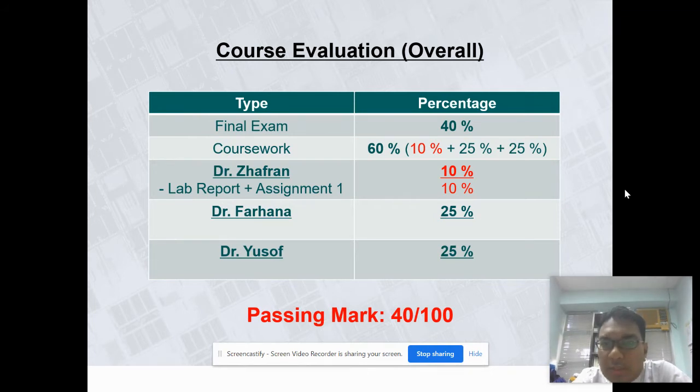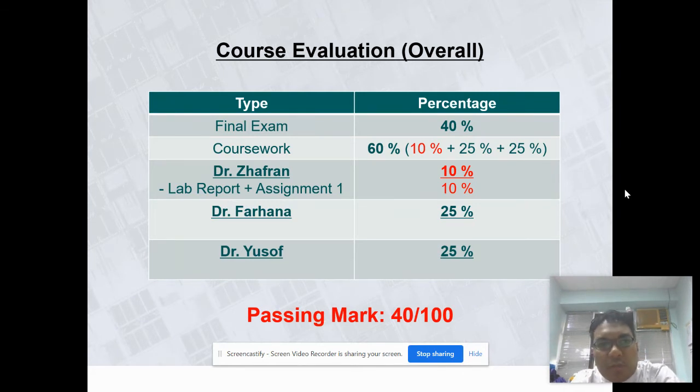But the coursework is increased from 40% to 60% for this semester. So the arrangement will be 10% for my part, 25% for Dr. Fahana, and another 25% from Dr. Yusof. They will explain later in detail what the elements are for this percentage.